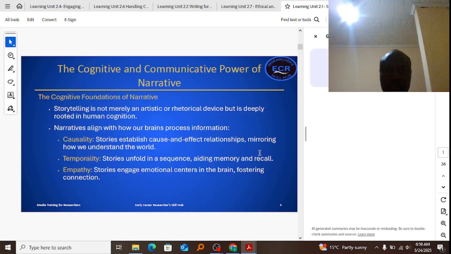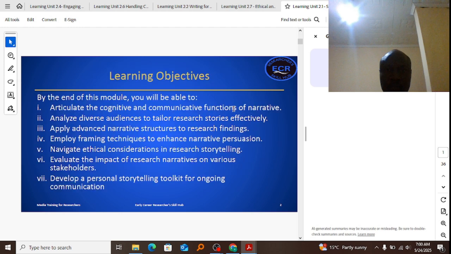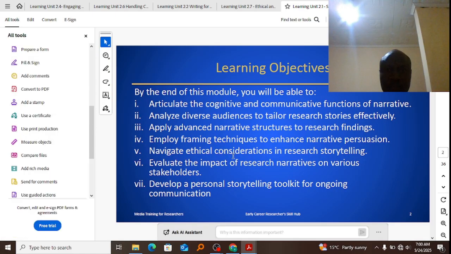Learning objectives. By the end of this module, you will be able to articulate the cognitive and communicative functions of narrative, analyze diverse audiences to tailor research stories effectively, apply advanced narrative structures to research findings, employ framing techniques to enhance narrative persuasion, navigate ethical considerations in research storytelling, evaluate the impact of research narratives on various stakeholders, and develop a personal storytelling toolkit for ongoing communication.